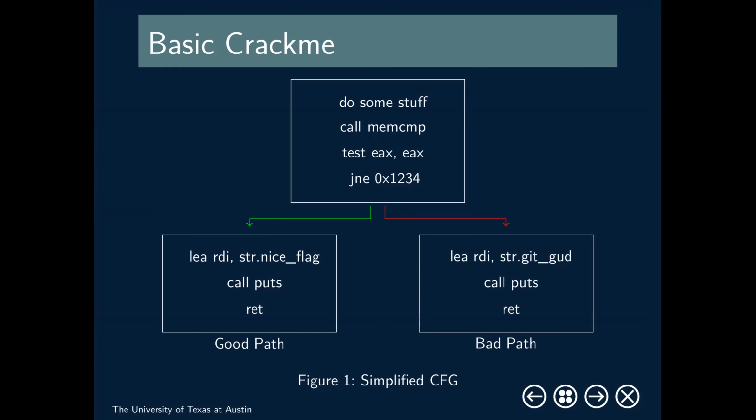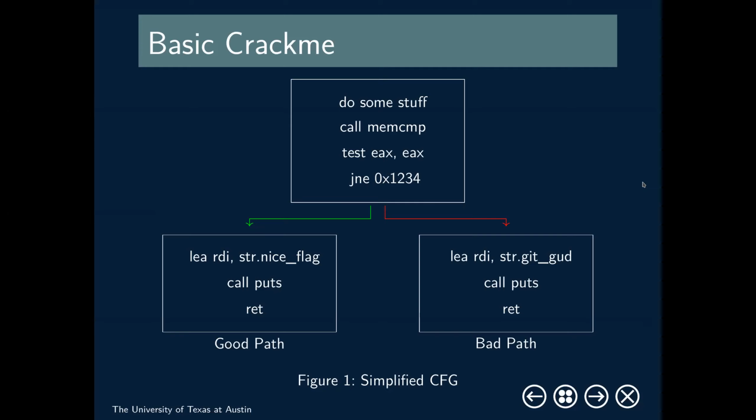So essentially what we want is some walk on the CFG that will end at the good path, right? And any walk on the CFG that ever touches the bad path, we can completely disregard.